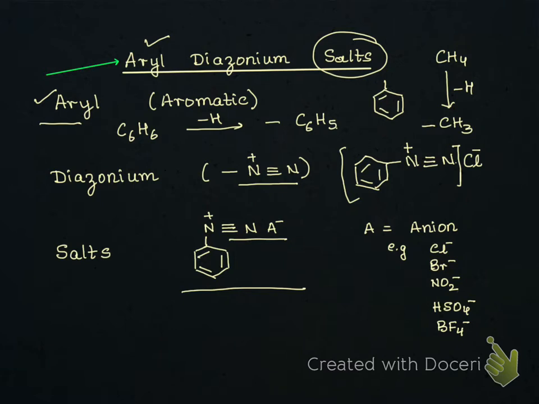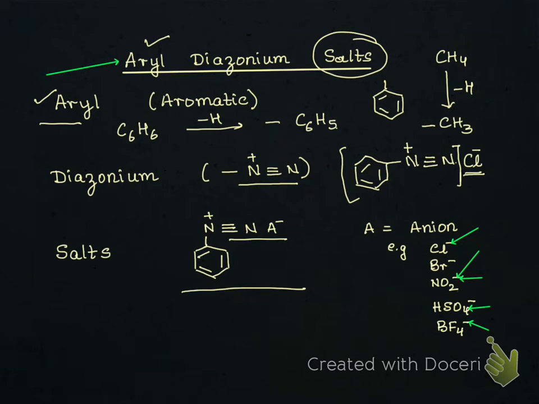They have their specific names as well. Now, what is the negative part here? If you notice, I have already written the chloride in the above example. We also can have a bromide, nitrite, bisulfate, tetrafluoroborate, balancing the positive charge on the nitrogen.